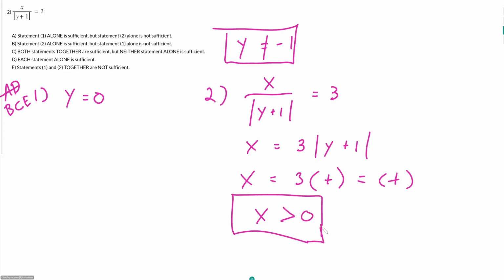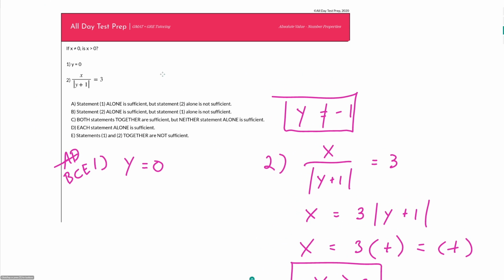And really, we did not need to know much about absolute value to answer that question. We just had to know the basic properties that absolute values always have to be greater than or equal to 0. And in this case, it could not be equal to 0 because we cannot have a denominator of 0. Therefore, the absolute value of y plus 1 had to be positive. That was all that was needed to answer this data sufficiency question. And so, to not fall for the C trap, the answer here is B.